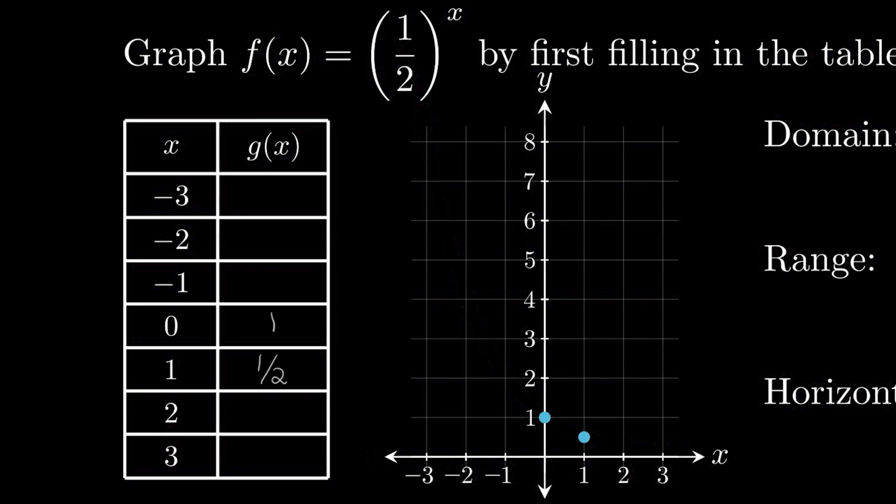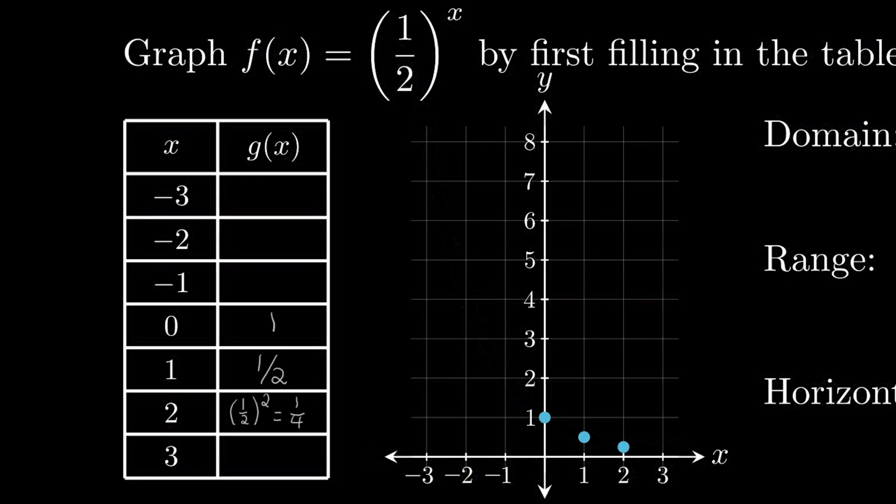Then when we evaluate at 2, it's going to be (1/2) squared. And when we square a fraction, we apply the exponent to both the numerator and denominator. So 1 squared is 1 and 2 squared is 4. So (2, 1/4) is another point on the graph.